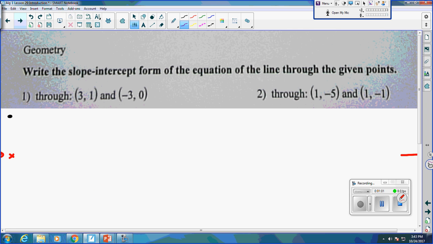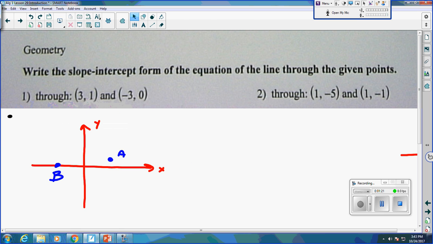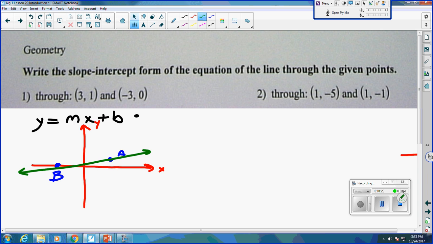So often in geometry, it looks something like this. Write the slope-intercept form of the equation of the line through the given points. And the first thing I do is I look at the points, 3, 1 and negative 3, 0. The first thing I'm going to do is just plot the points. All right, B and A. And the first thing I notice when I do the line is that it's not horizontal and it's not vertical. So then I know to bring out this equation, y equals mx plus b.